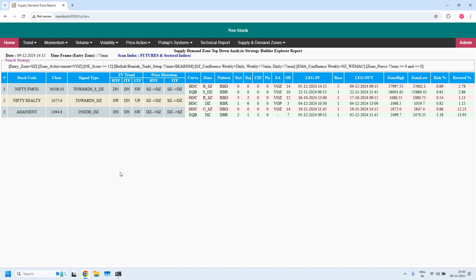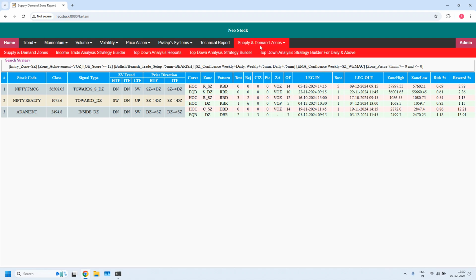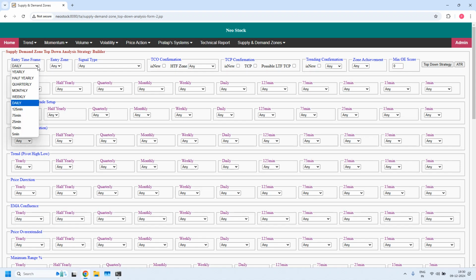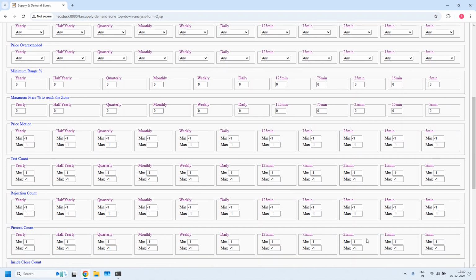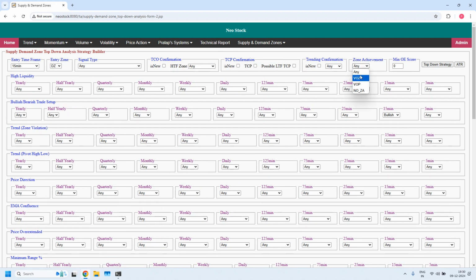weekly income trade. Next, daily income trade, bullish trade setup, entry time frame 15 minutes, entry zone, demand zone. Bullish or bearish trade setup at 15 minutes, I am selecting bullish. 15 minutes demand zone should not be pierced. So in the pierced count, 15 minutes time frame, minimum value 0, maximum value 0. Zone achievement violated opposing zone, minimum order enhances score 12.